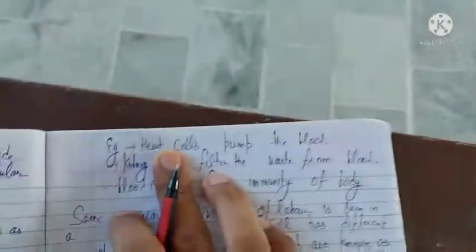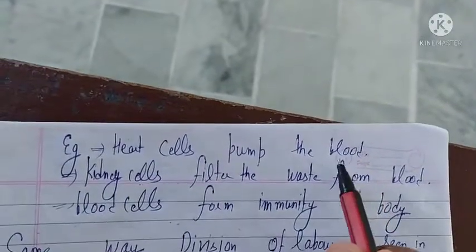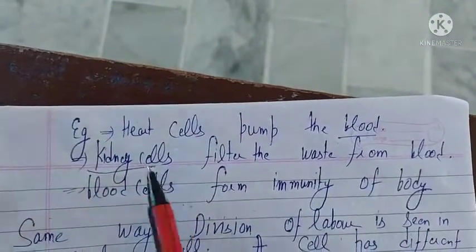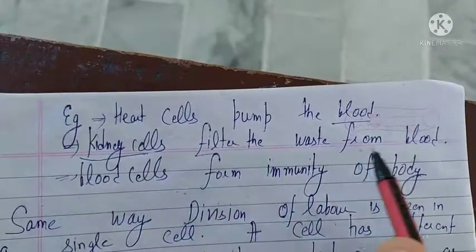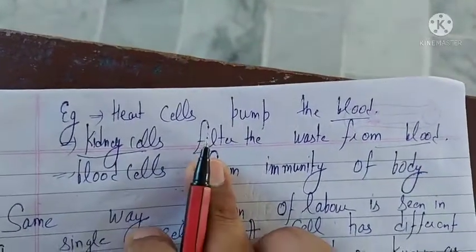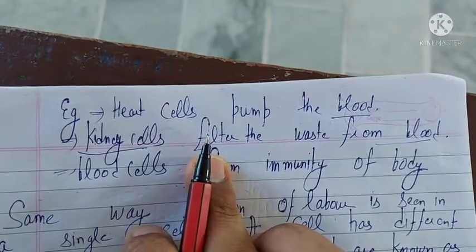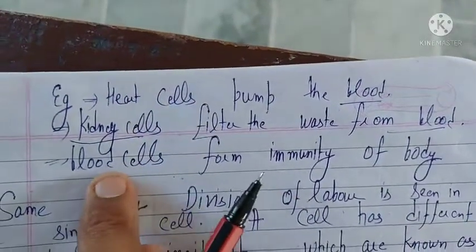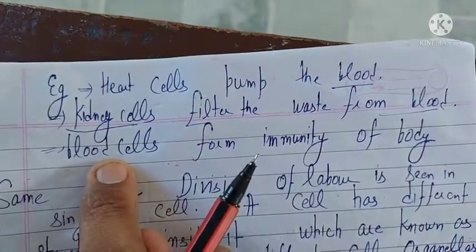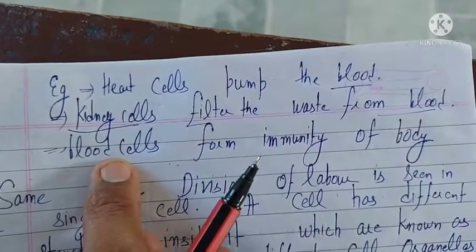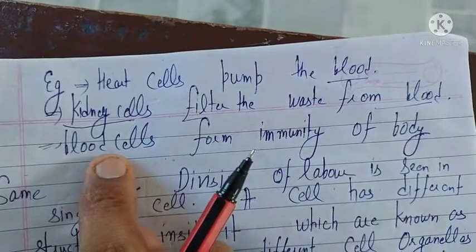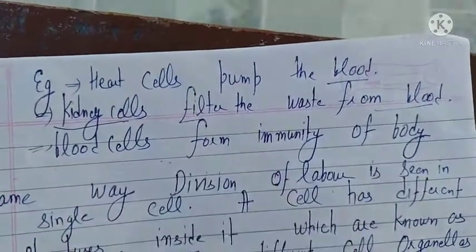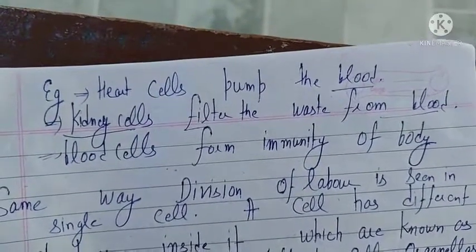Like heart cells are also there in the human body, na? Their function is to pump the blood. Kidney cells are also present in the human body, and their function is to filter the waste products from the blood. They are filtering urea, uric acid, ammonia. Blood cells perform different functions, like RBC. They carry the oxygen. WBC, they provide immunity. Like this.